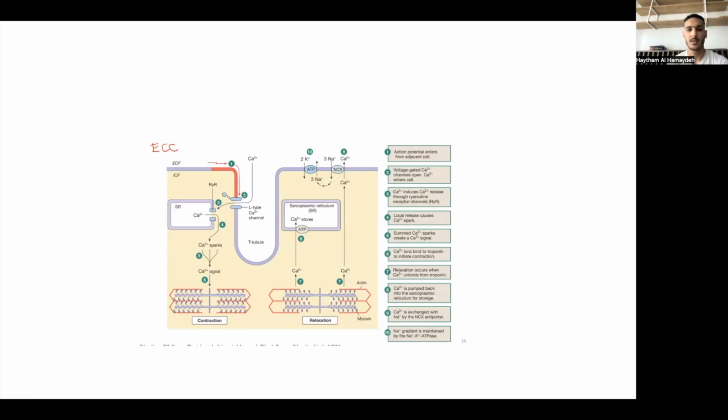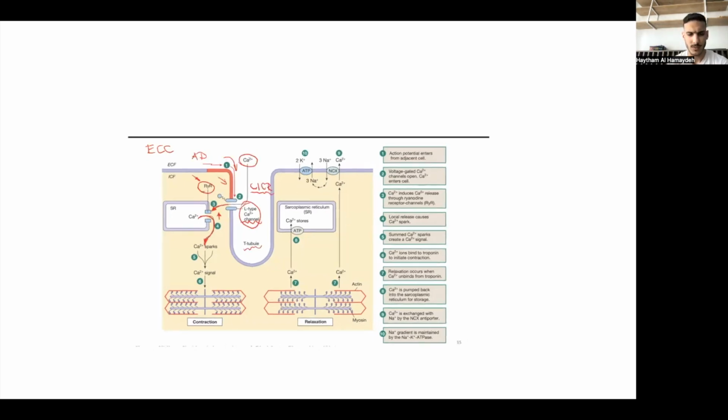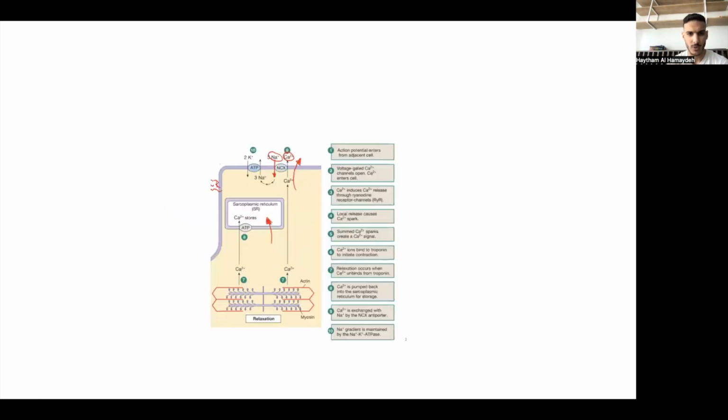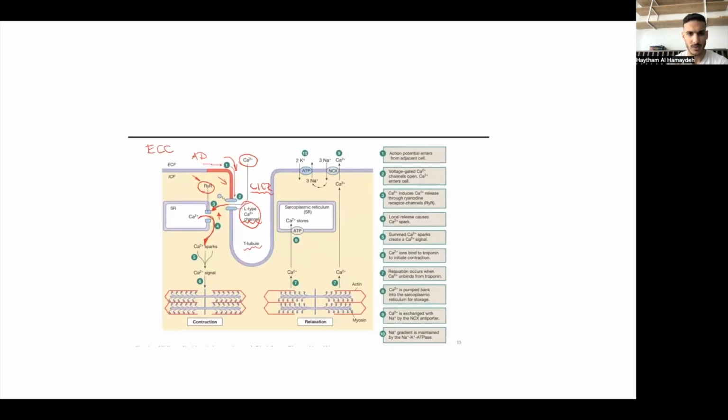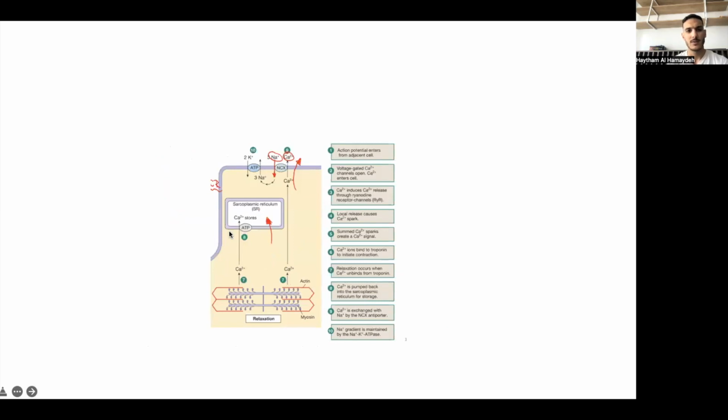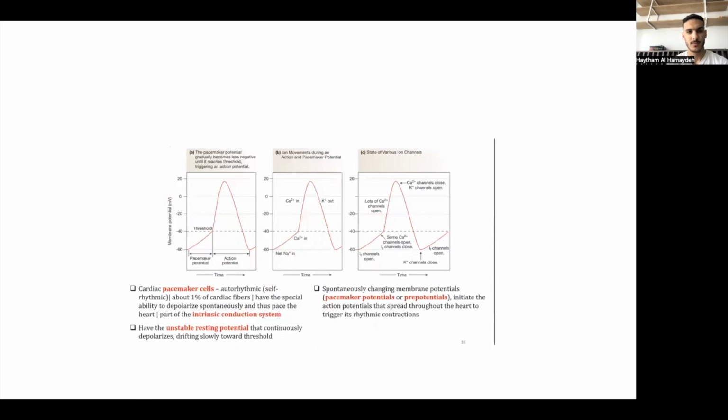So this is just him drawing all of those things. If you want it, you can pause. And so this is called calcium-induced calcium release. Calcium-induced calcium release, okay? That's the relaxation. Now, cardiac pacemaker cells.